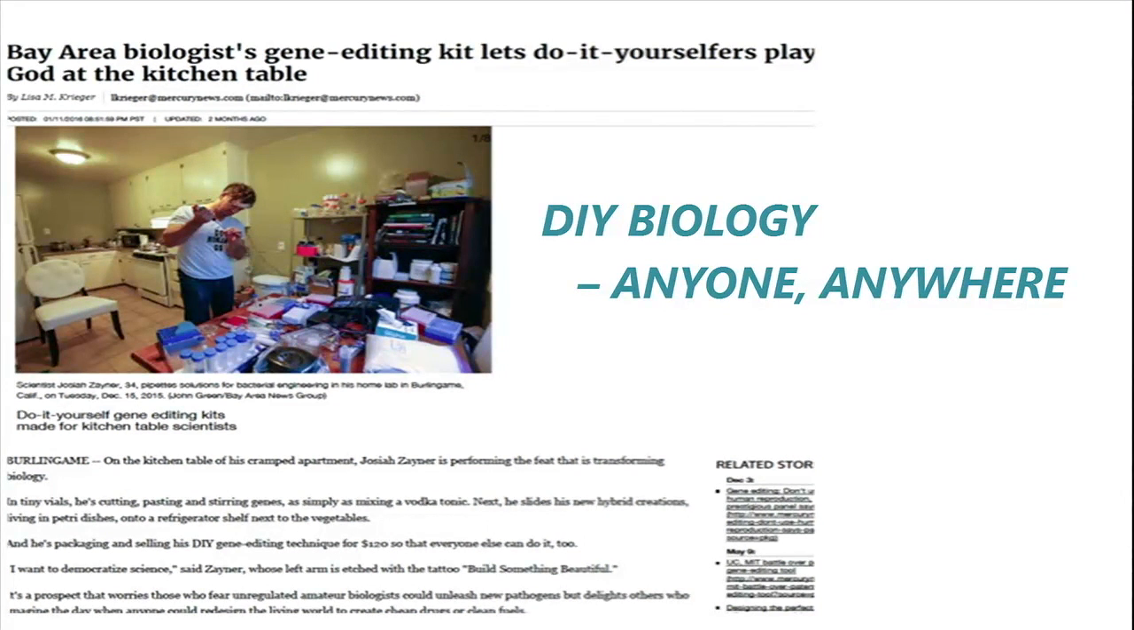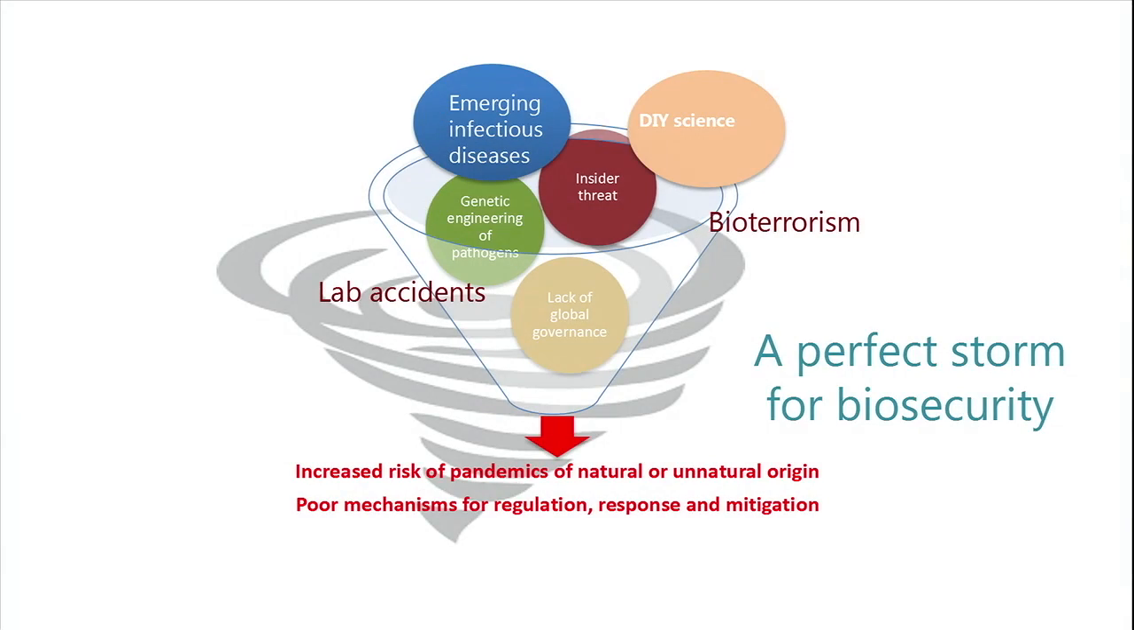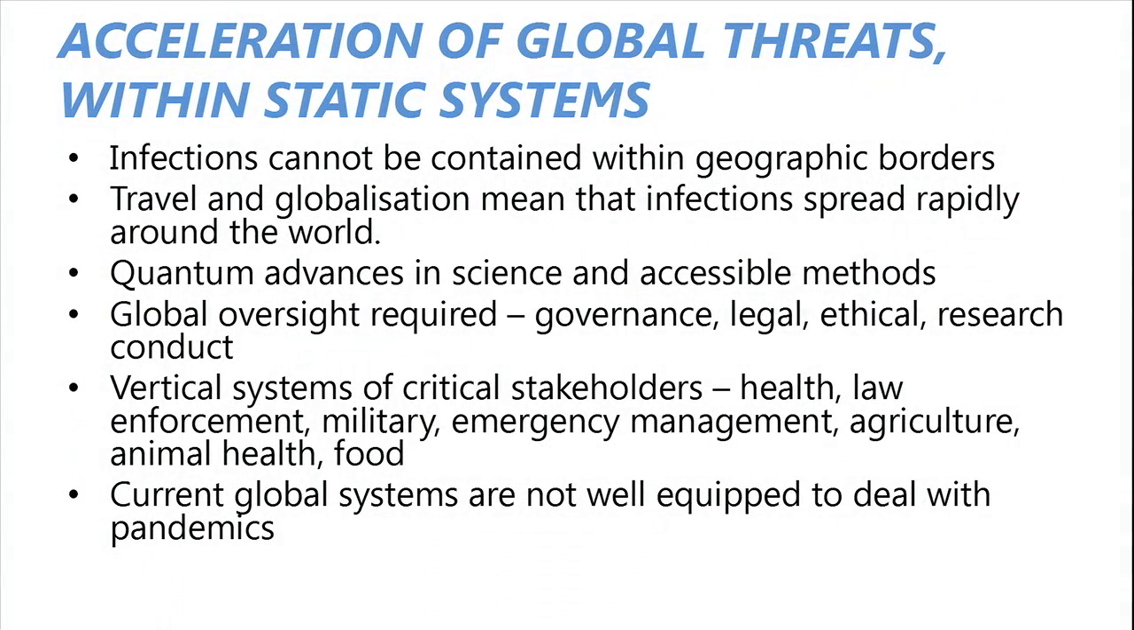There's labs in Sydney, in San Francisco, in New York, everywhere, with the philosophy being that anyone should be able to do science and it should be open to experimentation. So there is a range of different factors that create this perfect storm for biosecurity. I think the key points are that infections can't be contained within geographic borders. Travel and globalization mean that an infection spreads very rapidly around the world. We have had quantum advances in science and accessibility of scientific methods that impact this, and global oversight is required in terms of governance, legal, ethical, and research conduct.